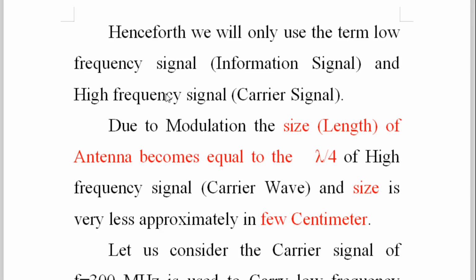Henceforth we call the low frequency signal the information signal, and the high frequency signal the carrier signal, because we are using it to carry our information. Due to modulation, the length of the antenna becomes lambda by 4. Not only does the high frequency signal have a wavelength lambda in centimeters, but due to modulation the size of the antenna becomes 1/4 of that wavelength. So you get a very good advantage.